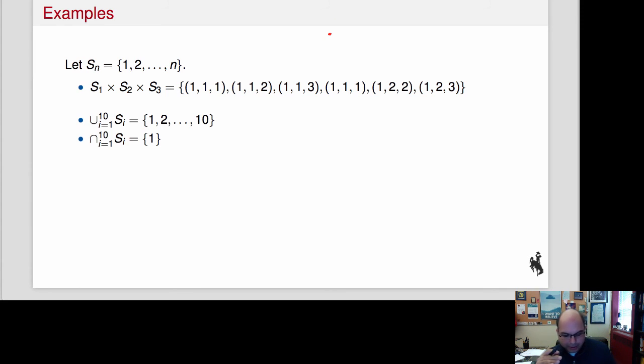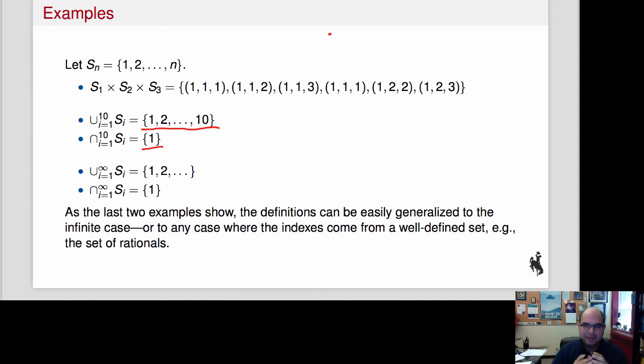Okay, how about the union from I equals 1 to 10 of the S sub I? Well, the answer is going to be a set that contains any of the elements of any of the S sub I. And that's going to end up being 1 up to 10, right? Because 1 is in there because S1 contains 1. 2 is in there because S2 contains 2. By the way, S2 also contains 1, but it doesn't matter, right? 3 is in there because S3 contains it, and so on, all the way up to 10. How about the intersection? Well, the only number that's in all of the S sub I is 1, so that's the answer, okay?